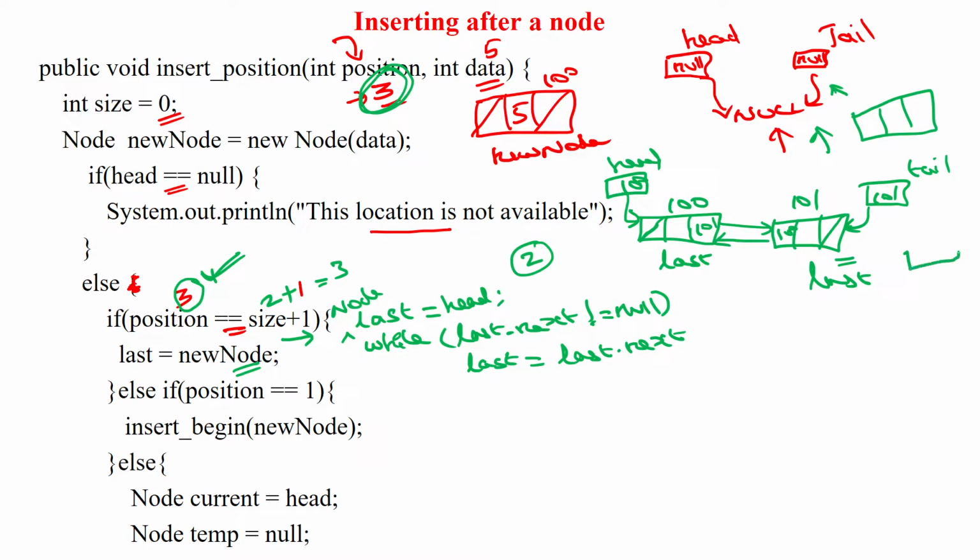So the new node will be assigned at the end of the list, that means the third position. Look at that, 1, 2, this is the third position. Then this link will be created. So this is the way to insert the node if our position is more than the size of the doubly linked list.